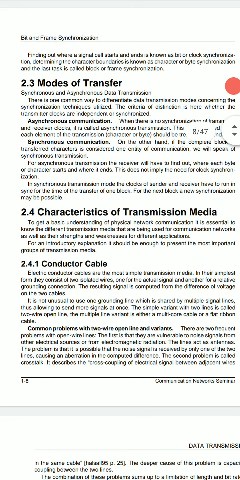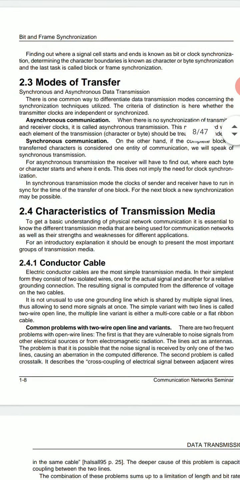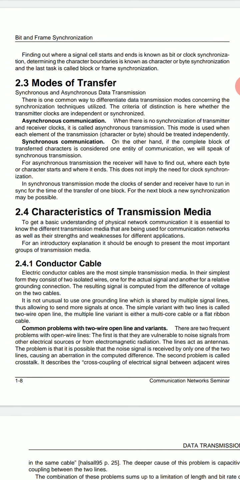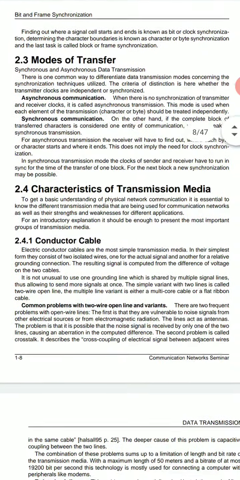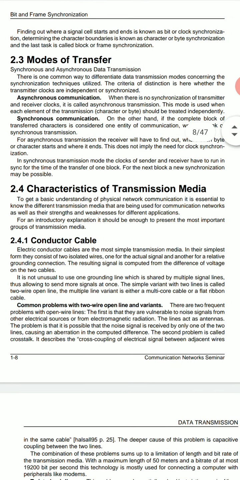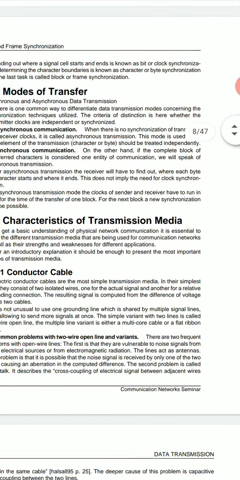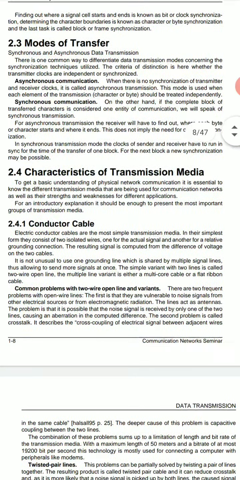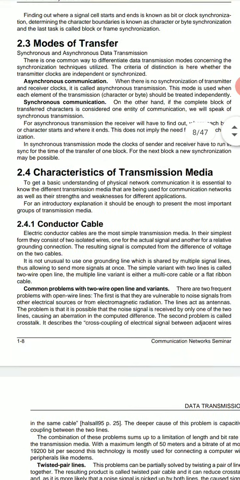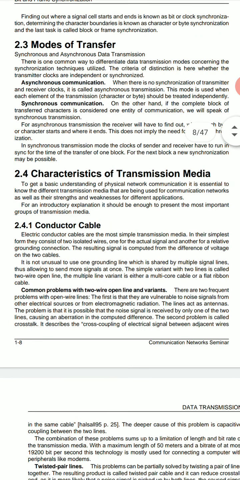So here we can see the modes of transport. There are asynchronous and synchronous. We want to see synchronous. Firstly, there is a common way to differentiate data transmission: it can be synchronous or asynchronous. If it is asynchronous, there is no synchronization of the transmitter and receiver clocks. And if the complete block of transferred characters is considered as only one entity of communication, at that time we can say that it is synchronous communication.